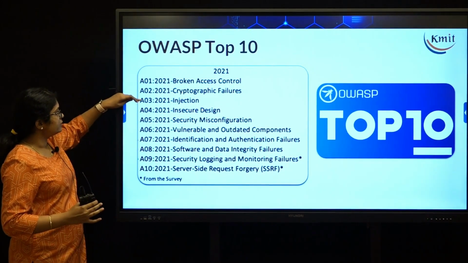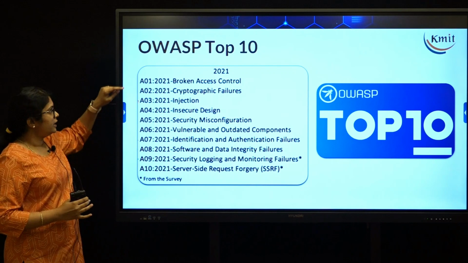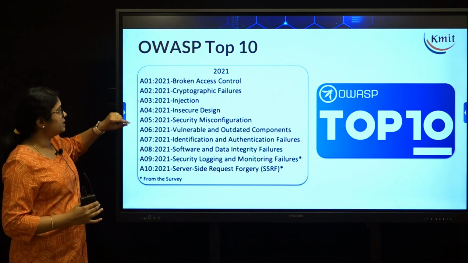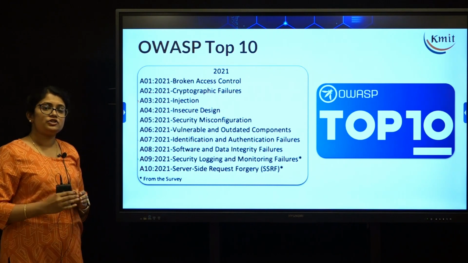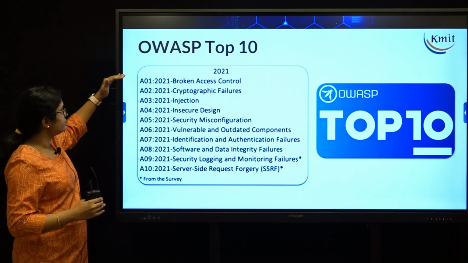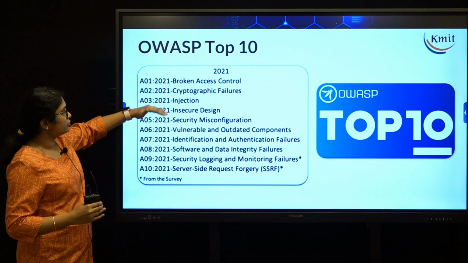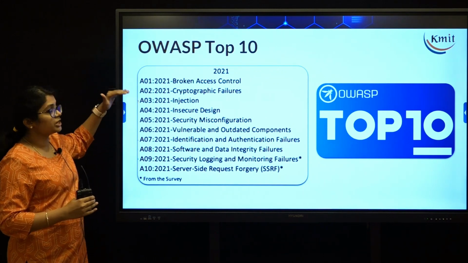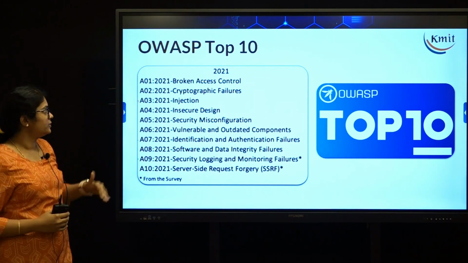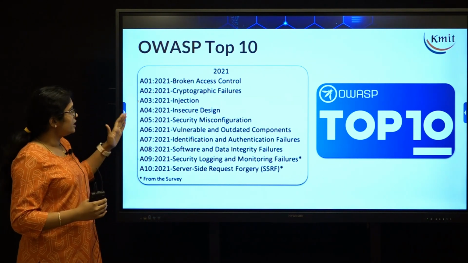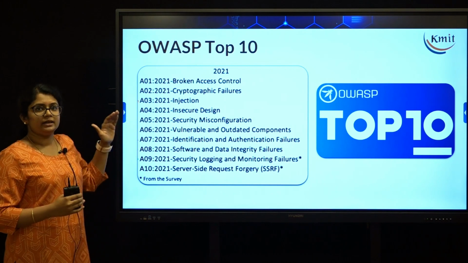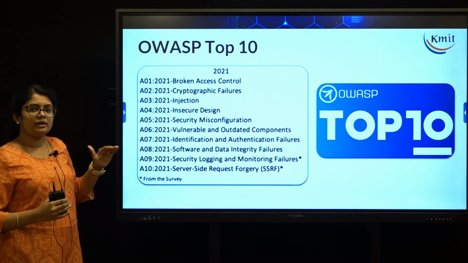Earlier, when there was a release in 2017, Injection took the first place. That means hackers look for vulnerabilities in websites so that they can inject code. But now they have discovered that Broken Access Control is the type of vulnerability that is getting exploited excessively. So you can go through their documentation on the official website and find out about each type of vulnerability, the attack vectors, and how you can mitigate them.